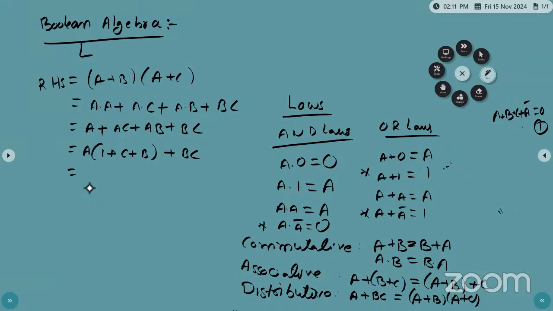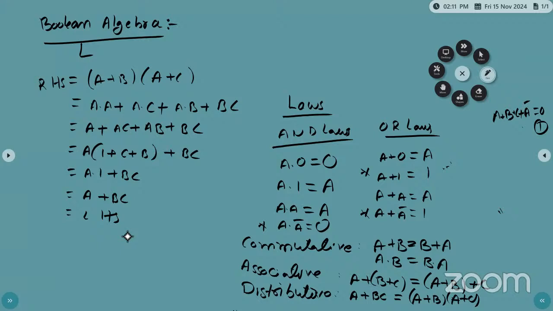That means here, if 1 is there, whatever value you assign to the variable, you will get 1. So now you can use the OR law for this one. So A dot 1 plus BC, that is equal to A plus BC, which is equal to LHS. So the theorem is proved.